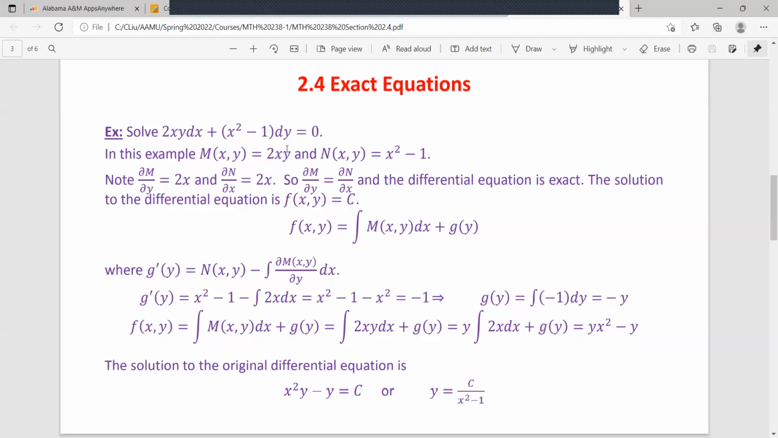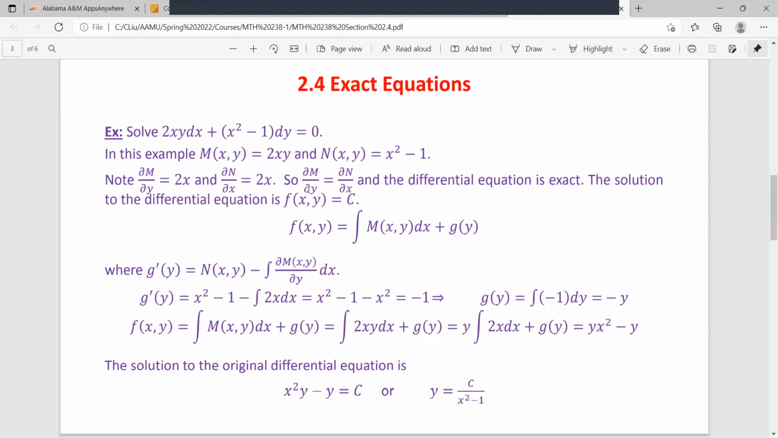So if you take the derivative of y with respect to y, you get 1. So it's just 1 times 2x. So partial M, partial y is just 2x. And when you take the partial N, partial x, you just take the derivative with respect to x, you get 2x, right? The derivative of 1 is just 0. So you can see they're the same.